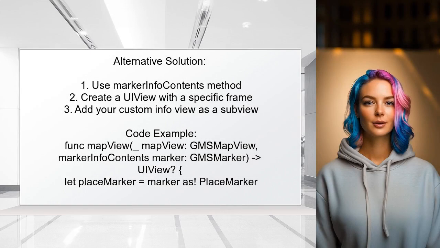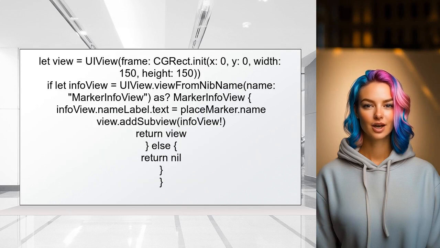An alternative approach shared by another user involves using the markerInfoContents method while still achieving the default shadow effect and anchor. They suggest creating a UI view with a specific frame and adding your custom info view as a subview.